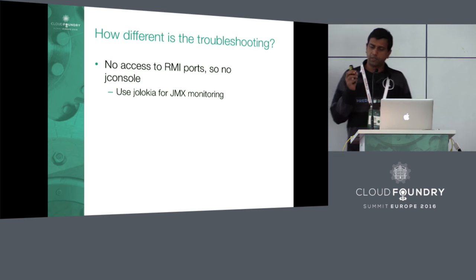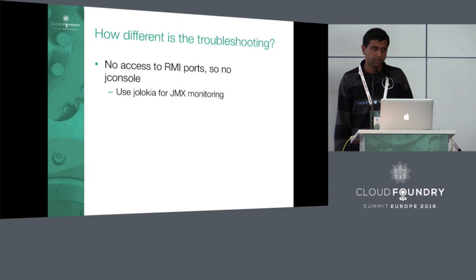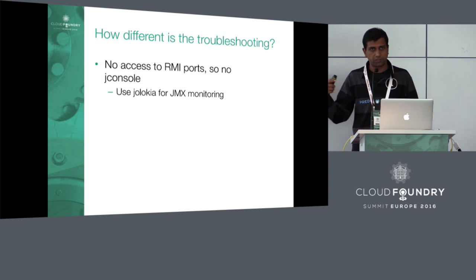Jolokia gives you an HTTP wrapper for JMX, and you can do all JMX operations using Jolokia, and this has helped us tremendously to collect JMX metrics. Most of them are available by default in New Relic, but in some cases, for example DB connection pools and other custom JMX metrics, are not available, and you have to use Jolokia to get those values. And of course, as I said before, we persist those in Elasticsearch, and we're able to visualize them.